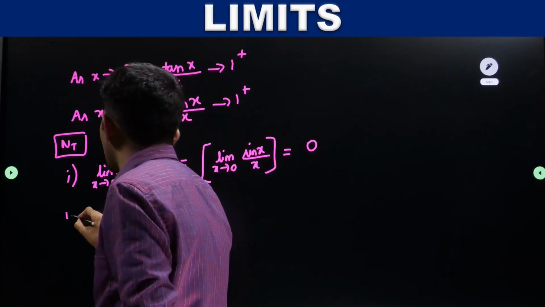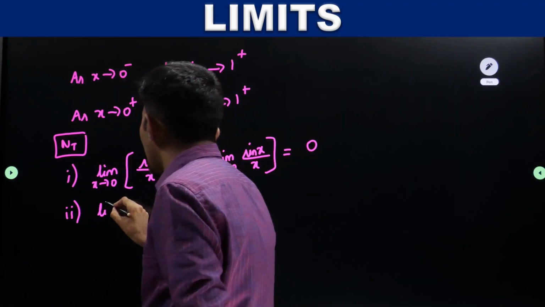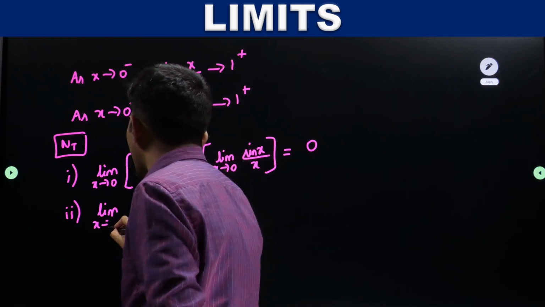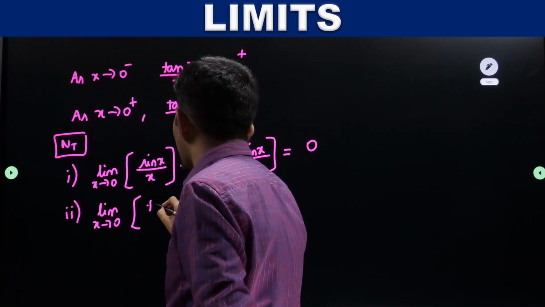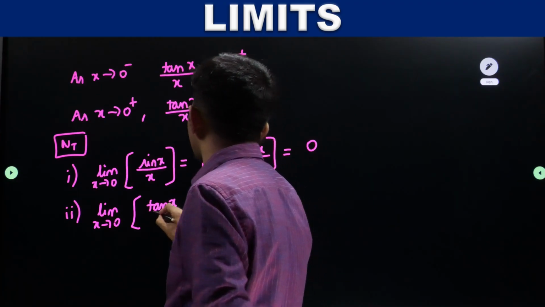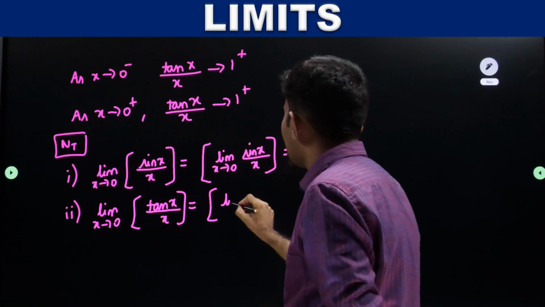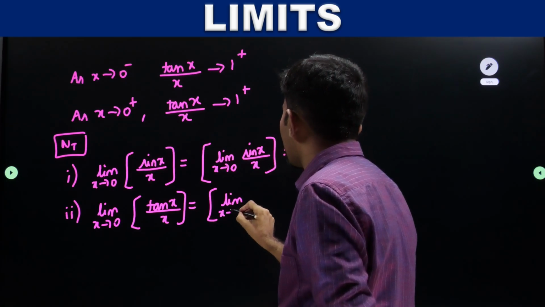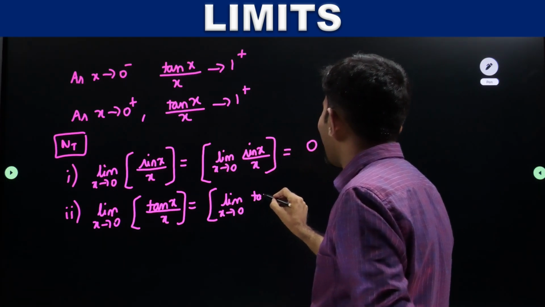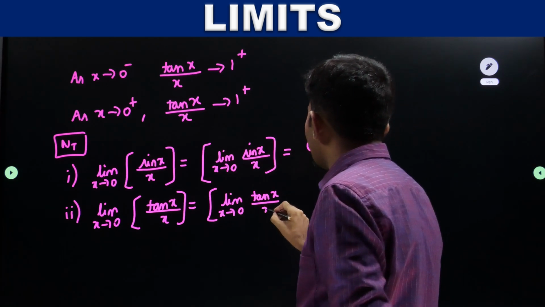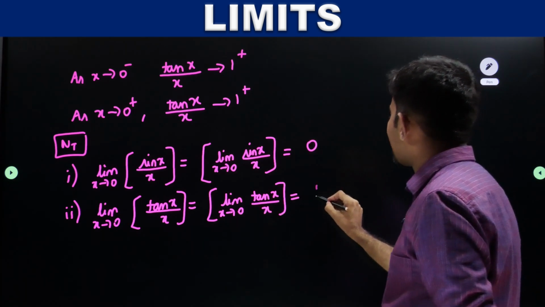Limit x tends to 0 of greatest integer value of tan x divided by x, if I give. That is equal to greatest integer value of limit x tends to 0 of tan x by x. Tan x by x is slightly greater than 1. So greatest integer value of 1 point something is 1.